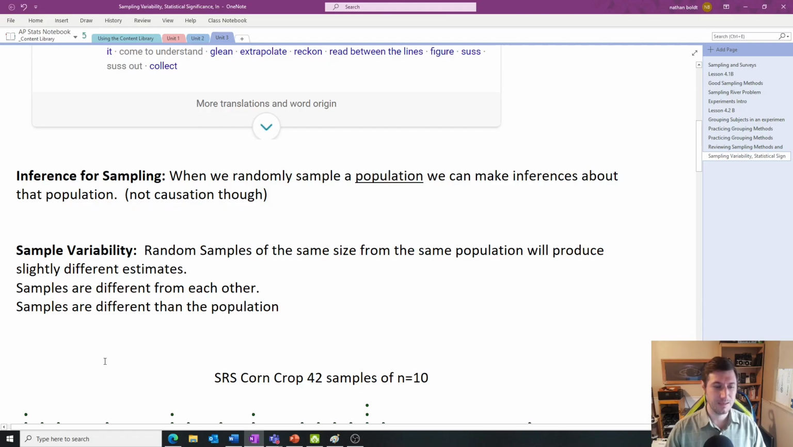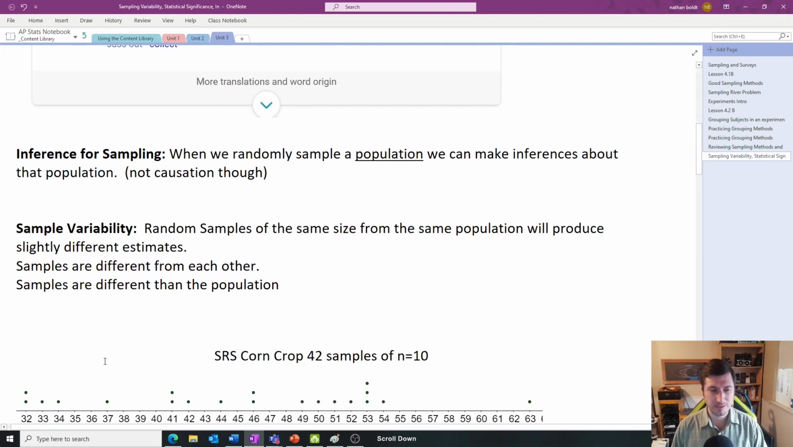Okay? Now, that doesn't mean if I do that, that my sample and my population are exactly the same. So this is a really important idea, this idea of sample variability. Random samples of the same size from the same population will produce slightly different estimates. In an easier way of saying it, samples are always going to be different from one another. And if the samples are different from one another, well, they've got to be different than the population by a little bit.